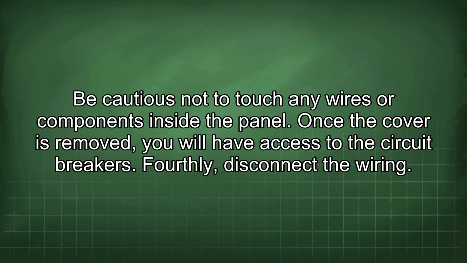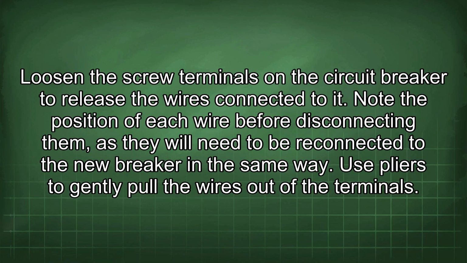Fourthly, disconnect the wiring. Loosen the screw terminals on the circuit breaker to release the wires connected to it. Note the position of each wire before disconnecting them, as they will need to be reconnected to the new breaker in the same way. Use pliers to gently pull the wires out of the terminals.